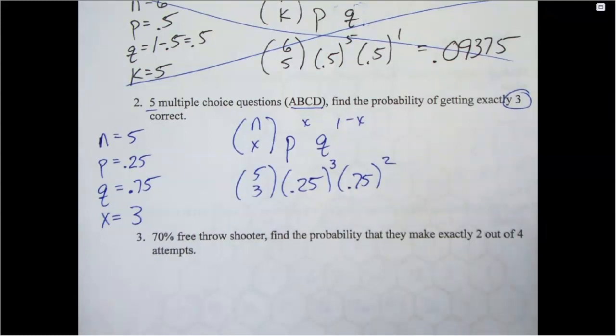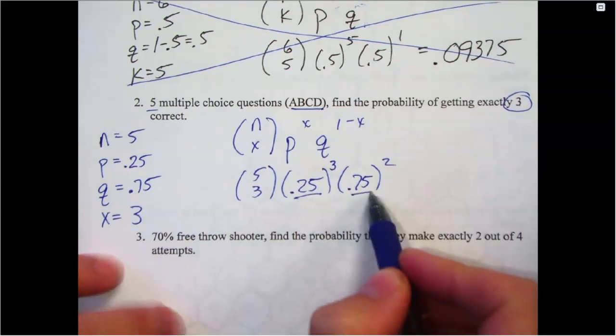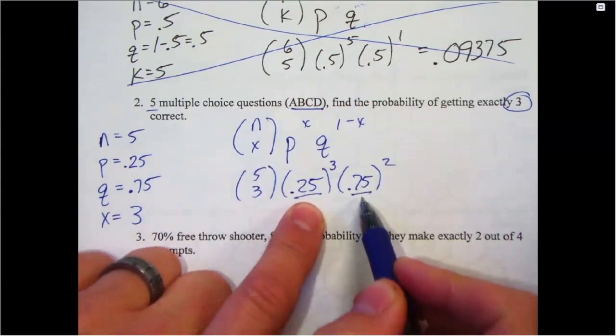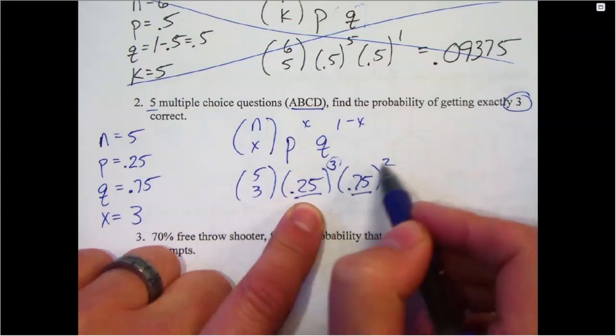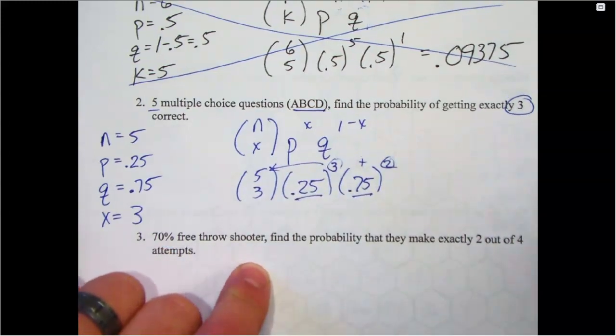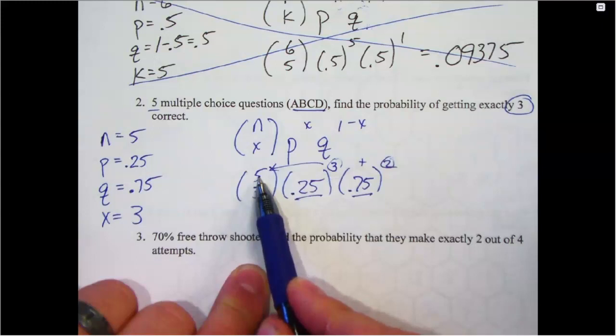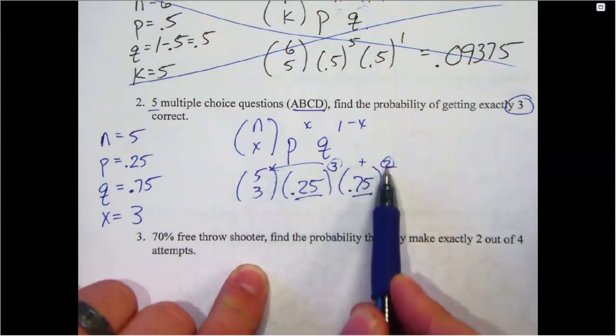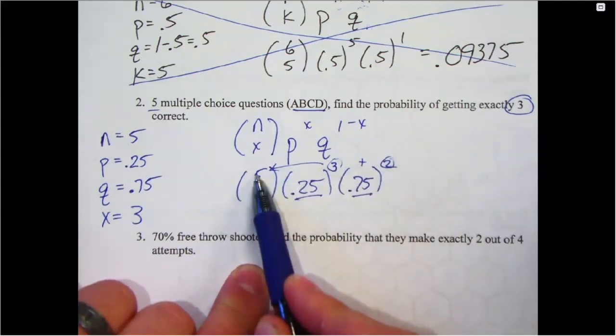So notice there's a couple of easy ways to check yourself here. What should these 2 numbers that I just underlined always add up to? They should always add up to 1, because that's success plus failure. These 2 numbers should always add up to the total number of trials, because this is the total number of trials, this is successes, and this is failures. So if you add up failures and successes, you should get the total number of trials.